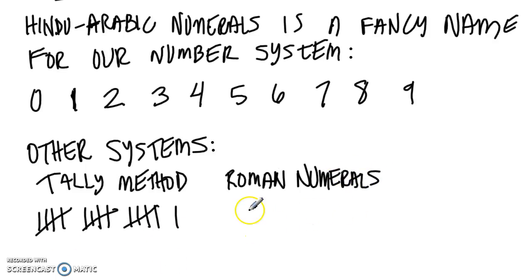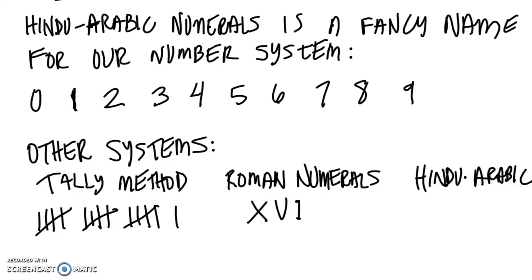So 16 in Roman numerals, if you're not familiar, we'll do this in another section as well. X is 10, V is 5, and I is 1. So that would be 16. Okay, anyways. And then Hindu-Arabic. How would I write 16 in Hindu-Arabic? Oh yeah, you write it like 16. And you can already see, just comparing these three systems, this one seems pretty easy to work with.